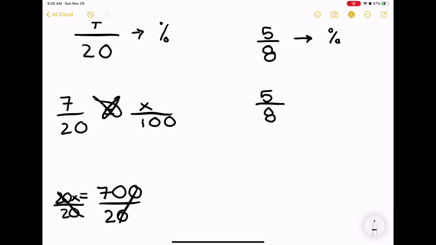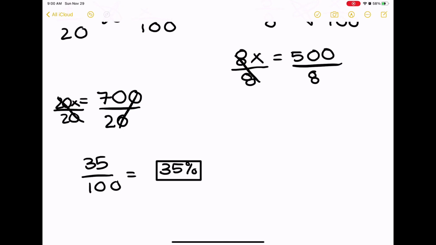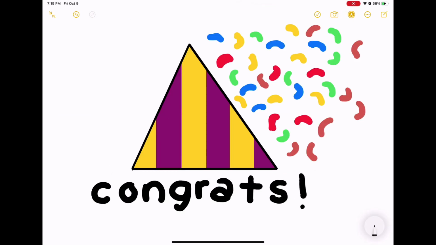Now let's head on to the little bit more tedious one, which is 5 over 8, and we're going to put that equal to x over 100. If we do cross multiplication, we get 8x is equal to 500. We divide both sides by 8 to isolate the x, and 500 divided by 8 will give us 62.5%. As you can see, there is a decimal, but it still is correct, because you can have a decimal or fraction in a percentage.